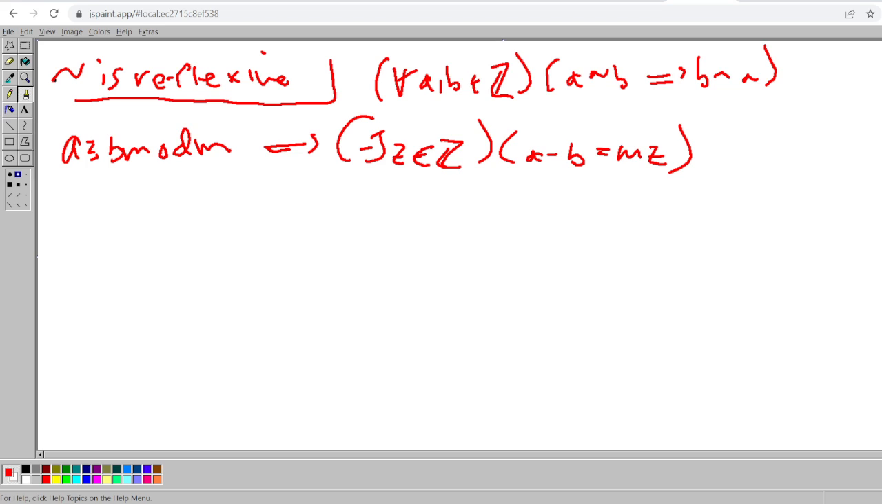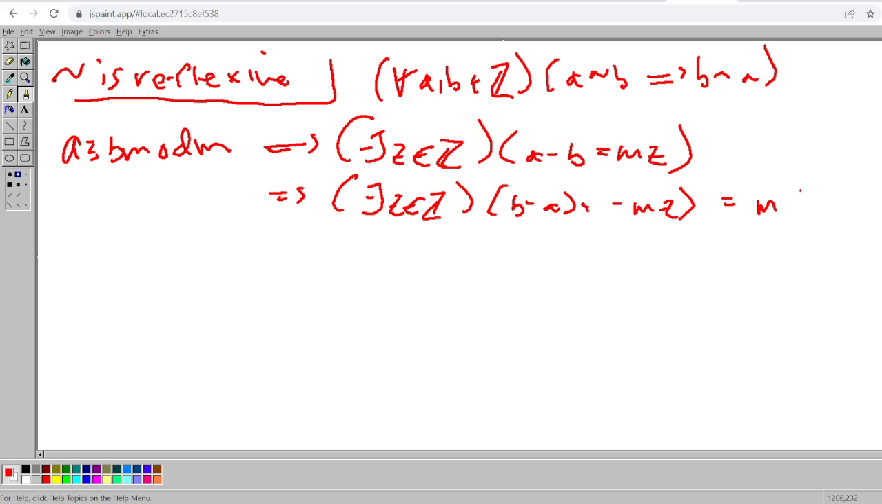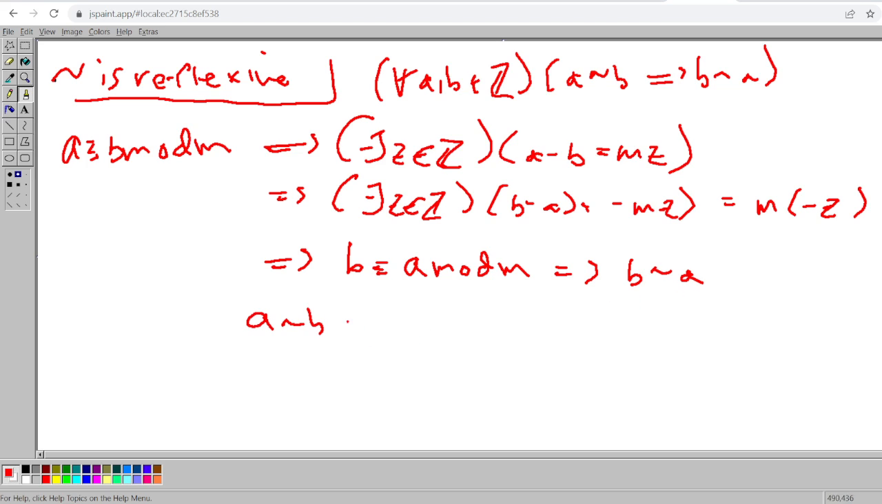Okay, so basically that also implies there exists a z in Z such that B minus A is equal to negative m z, or m times negative z if you pull the negative out, with z still in Z. That is the definition that you can say is B is congruent to A mod m, which is saying that B is related to A. So we have A relates to B implies that B relates to A. Very nice. And now we show transitivity.